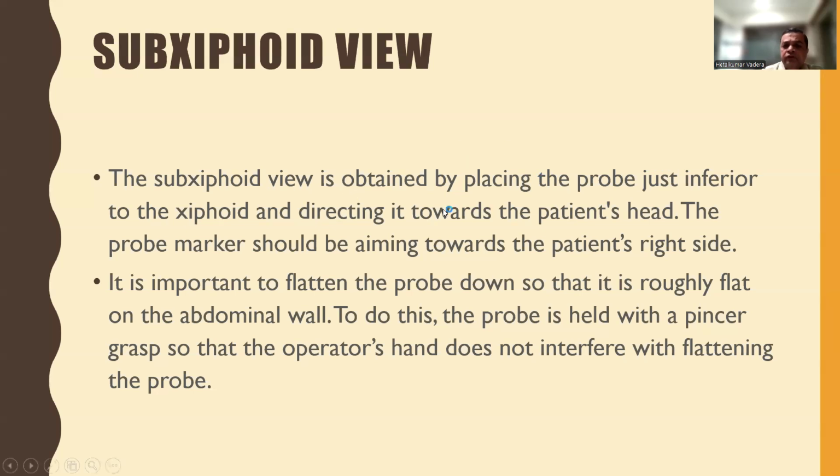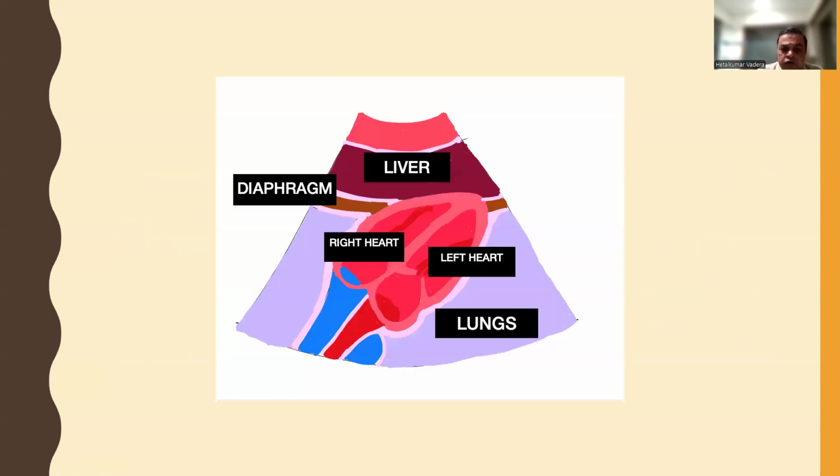The subxiphoid view is obtained by placing the probe just inferior to the xiphoid and directing it toward the patient's head. The probe marker should be aiming toward the patient's right side. It is important to flatten the probe down so that it is roughly flat on the abdomen. So you have to press the probe on the abdomen. To do this, the probe is held with a pincer grasp so that the operator's hand does not interfere with flattening. So it is held like this so that it doesn't come in between. And you can ask the patient to flex the knees so that the abdomen becomes a little bit relaxed.